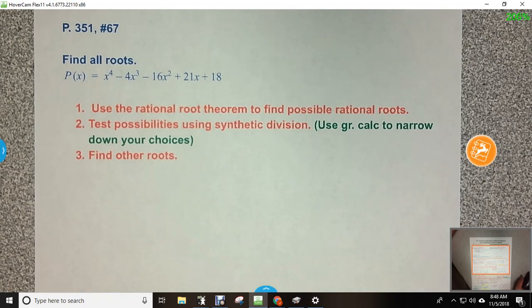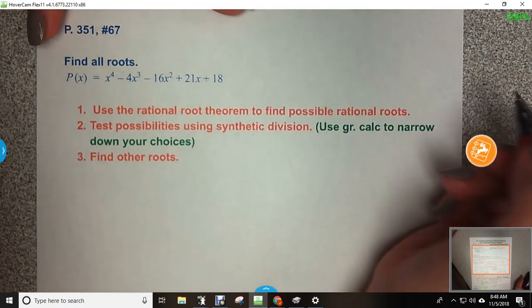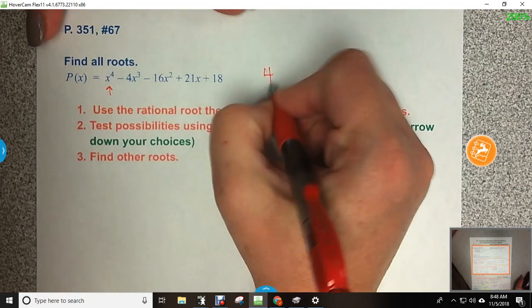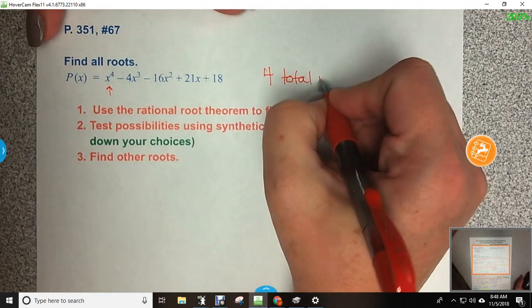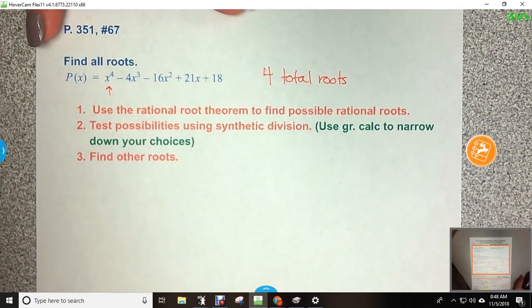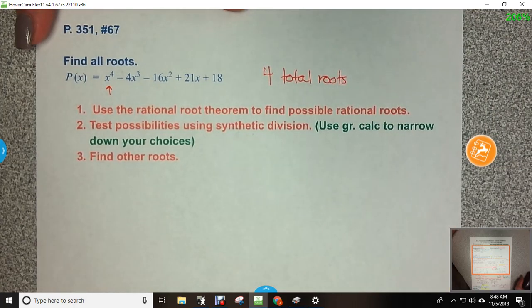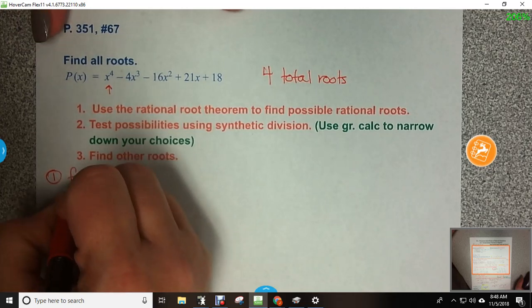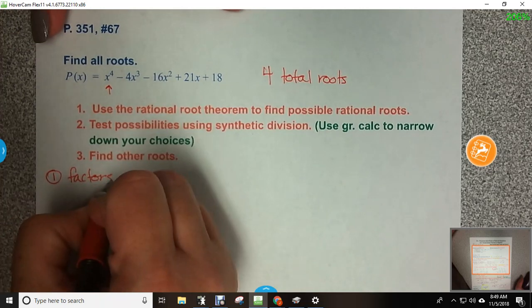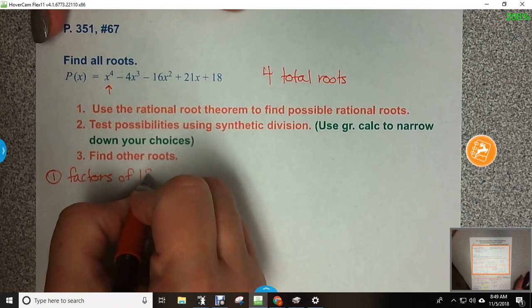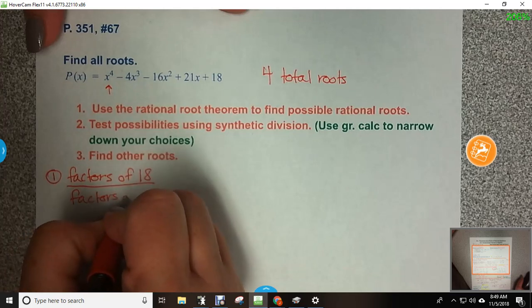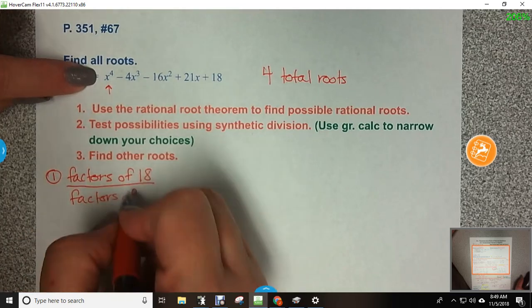So for this one, the first thing you need to know is how many total roots. Because this is a 4th degree, we have 4 total roots. Alright, so now step 1, it says to use the rational root theorem to find the possible rational roots. So for step 1, we're going to put the factors of our constant on the top. So we've got the factors of 18, and that's going to go over the factors of the leading coefficient, which is 1.